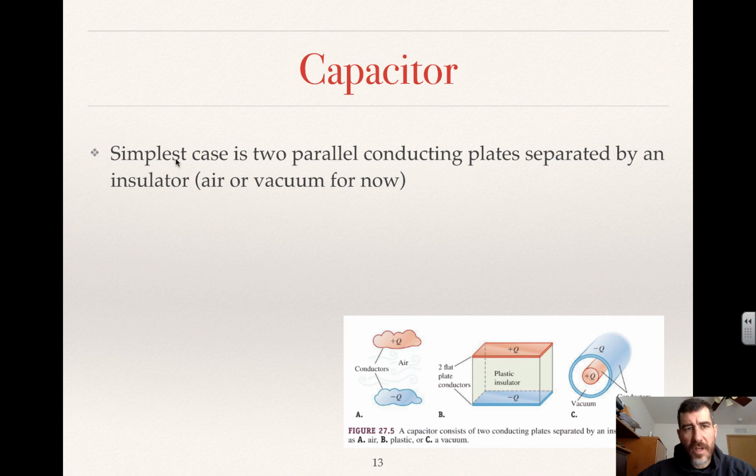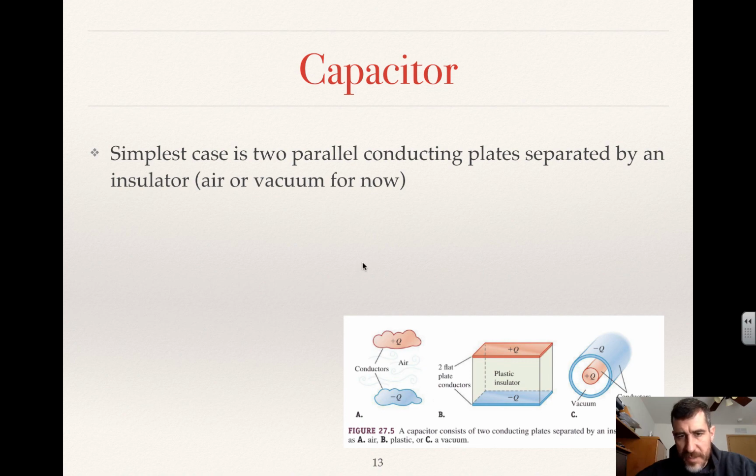And this leads to something called the capacitor. For the simplest case, a capacitor is just two parallel conducting plates separated by an insulator. For now, we're going to assume that the insulator separating the plates is air or vacuum. Towards the end of the chapter, we're going to talk about what happens if you put an insulating material there. So that's basically what you see here.